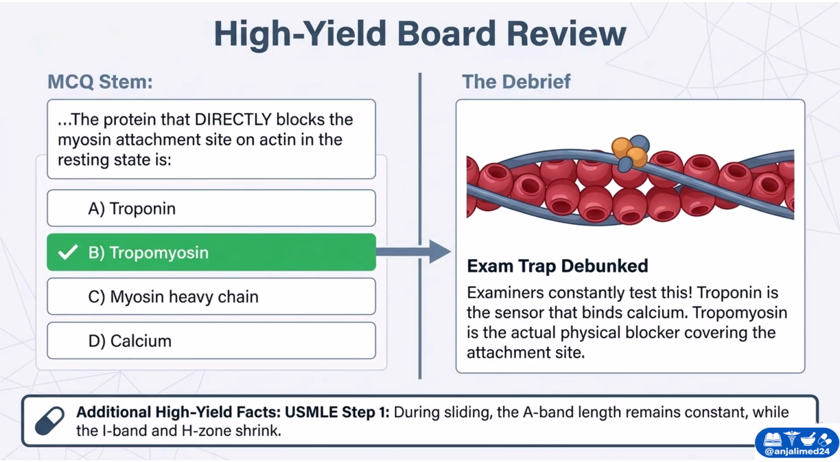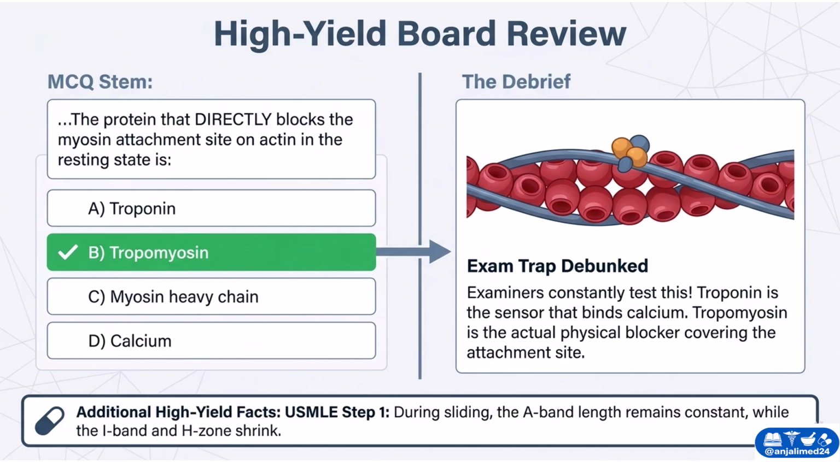Now, let us finish with a high yield board style review question, which is commonly asked in MBBS, PharmD, NCLEX, USMLE, and other medical entrance examinations. The question asks which protein directly blocks the myosin attachment site on actin during the resting state. The correct answer is tropomyosin. This is one of the most commonly tested concepts in muscle physiology.